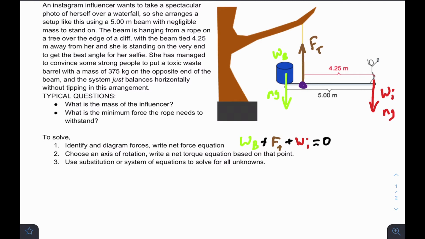So if we pick where the barrel is, we can get the ratio of the forces from the influencer and the rope, but we cannot get the actual numerical values because we've already gotten rid of one of the torques that can be calculated. So I'm going to choose that point where the rope connects because I don't know how much force is on the rope. So my net torque equation then would be writing it like this.